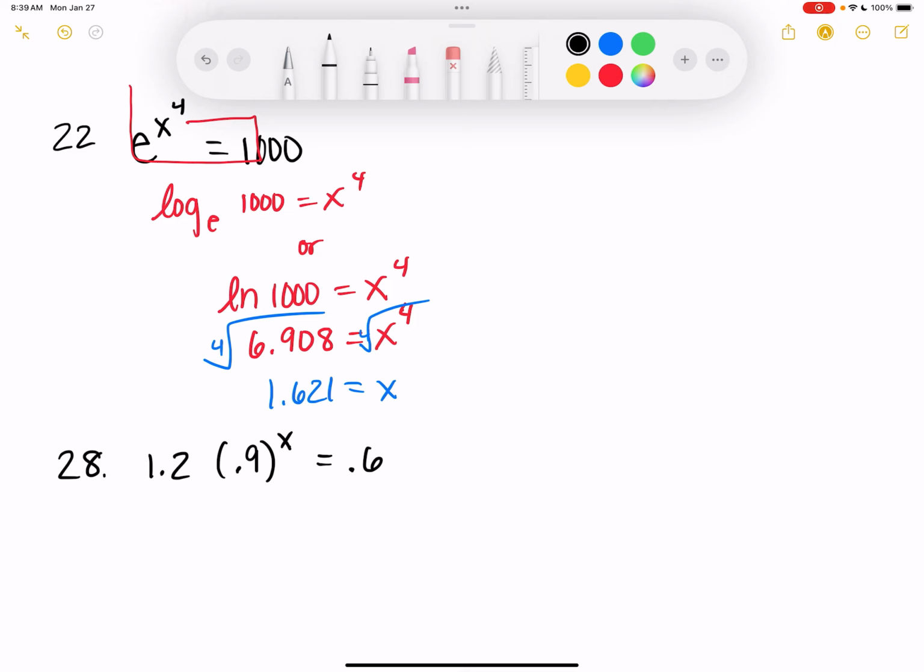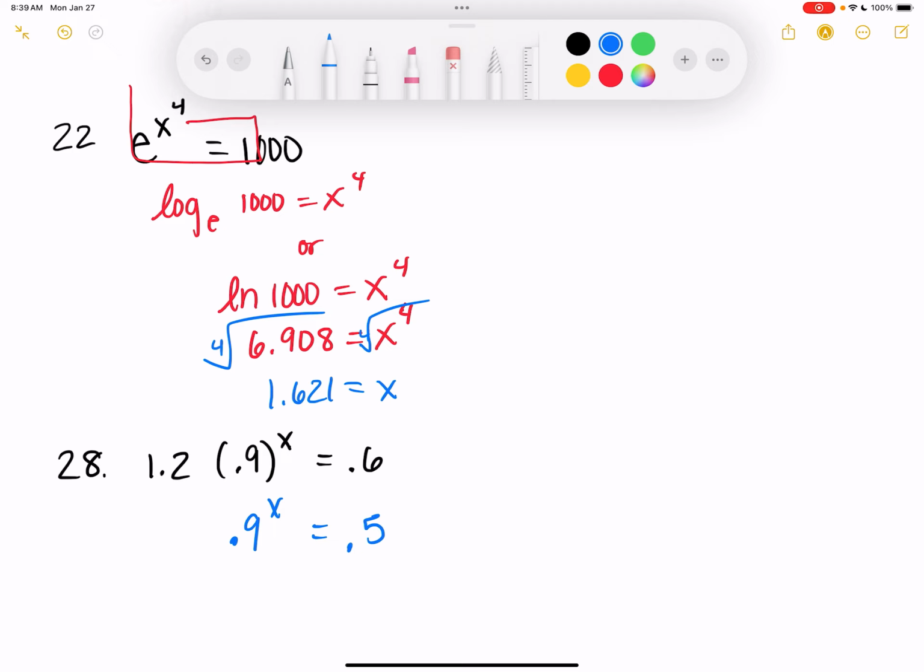There's 2. Yeah. So this number here is being multiplied by this. So I can't start out right away by doing the L. Since this is being multiplied, I need to divide both sides by that, so that I get it down to something that I can work with. So this is going to be 0.9 raised to the x is equal to 0.6 divided by 1.2, which is 0.5.